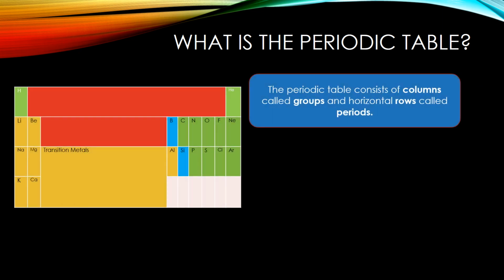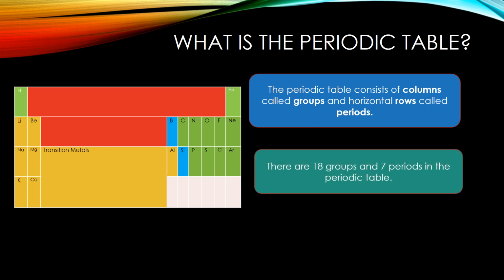The periodic table consists of columns and rows. The columns are called groups and the rows are called periods. There are 18 columns and 7 rows in the periodic table, which means that we have 18 groups and 7 periods in the periodic table.